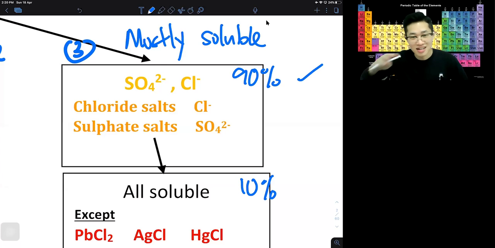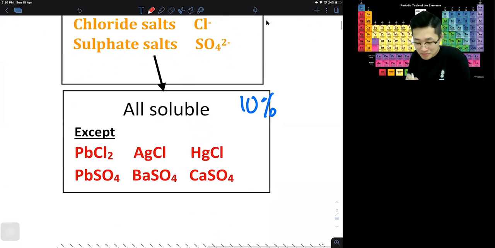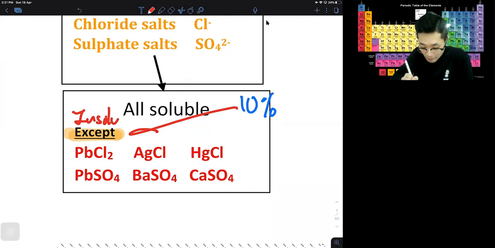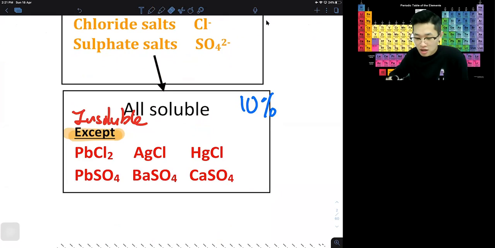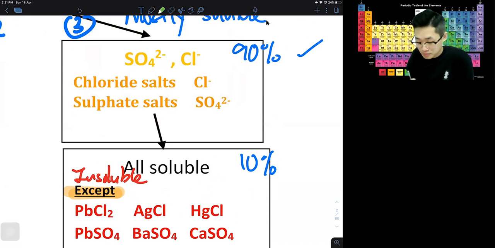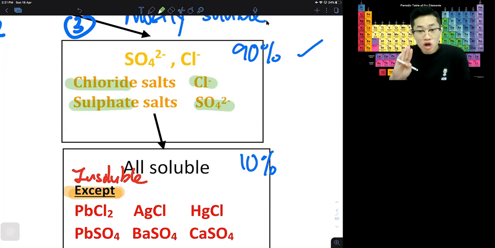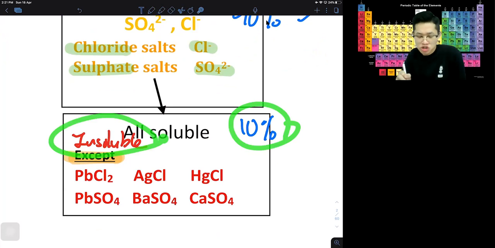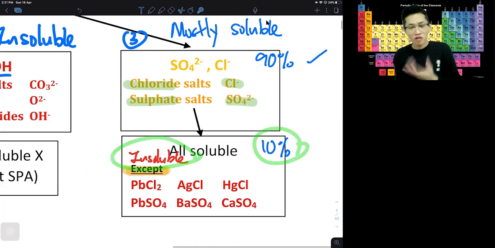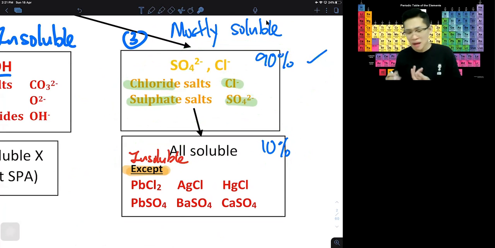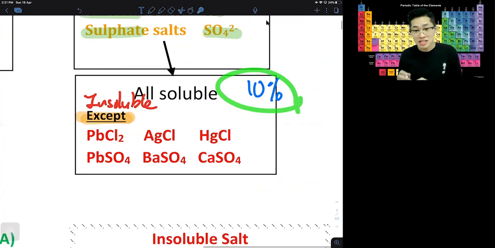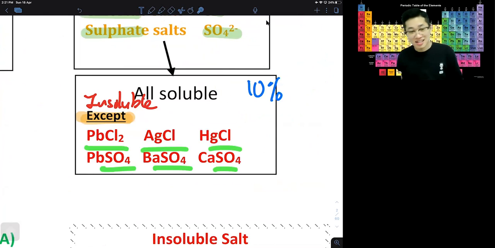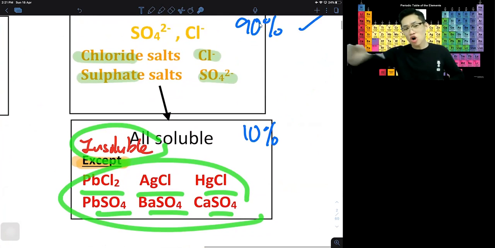Not really 10. I just simply write the number. When you see the word except, it means the 10%. The 10% is insoluble. When you see chloride and sulfate, most of the time they are soluble, except some examples are insoluble. So you are a smart student. Of course, you don't go memorize the 90%. We will memorize the 10%. You just have to memorize these 6 examples. As long as you can remember these 6 examples are insoluble, then the rest all soluble.